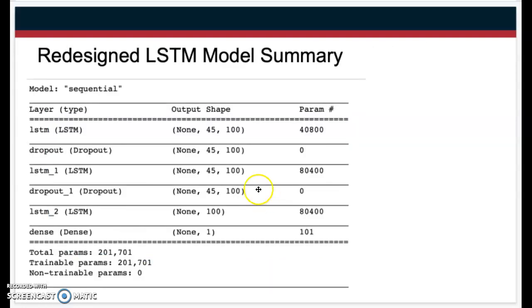Here's a brief model summary, and all you're going to see is the change to the input length and then also the number of neurons or LSTM cells for each input, and then also the dropout. So not much change, other than you can see the parameters return differently in the model summary.